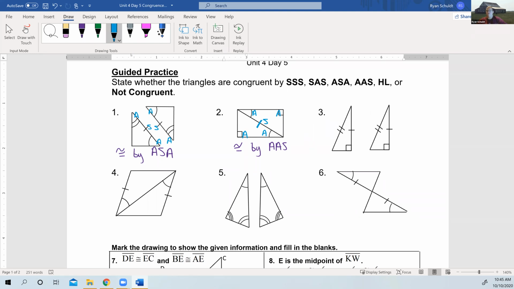Again, I've got a right triangle. So the first thing I want to see is, do I have two sides? I do. Are they the two sides I need? Let's see. That's my hypotenuse. This is a leg. Looks like I got a right angle, a hypotenuse, and a leg. So these are congruent by hypotenuse, leg.